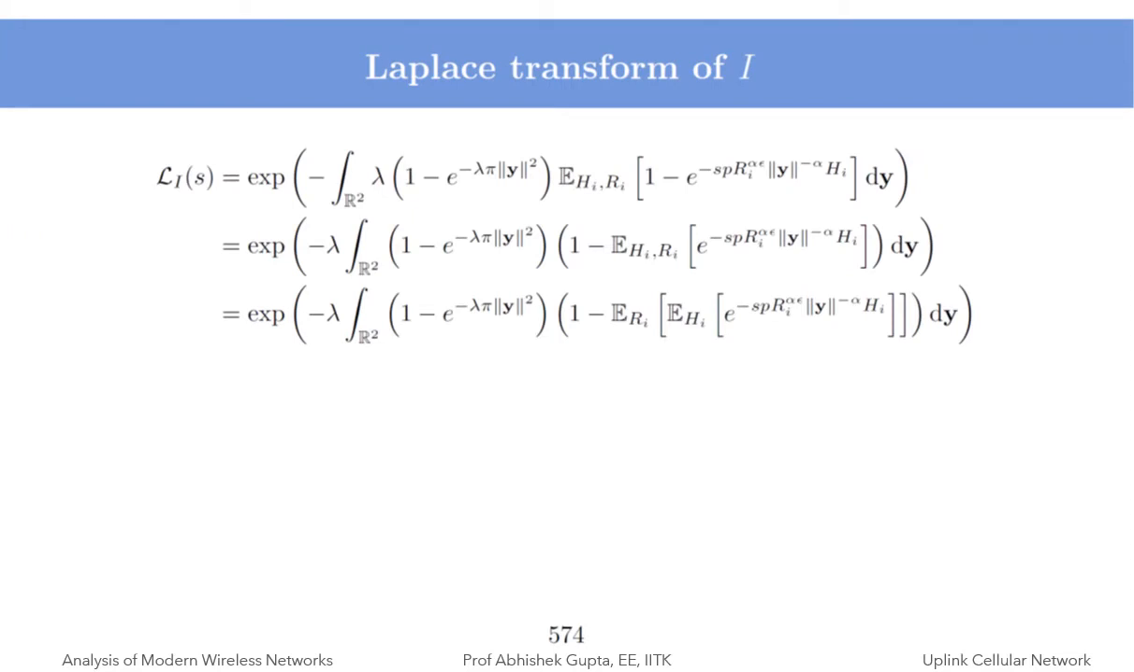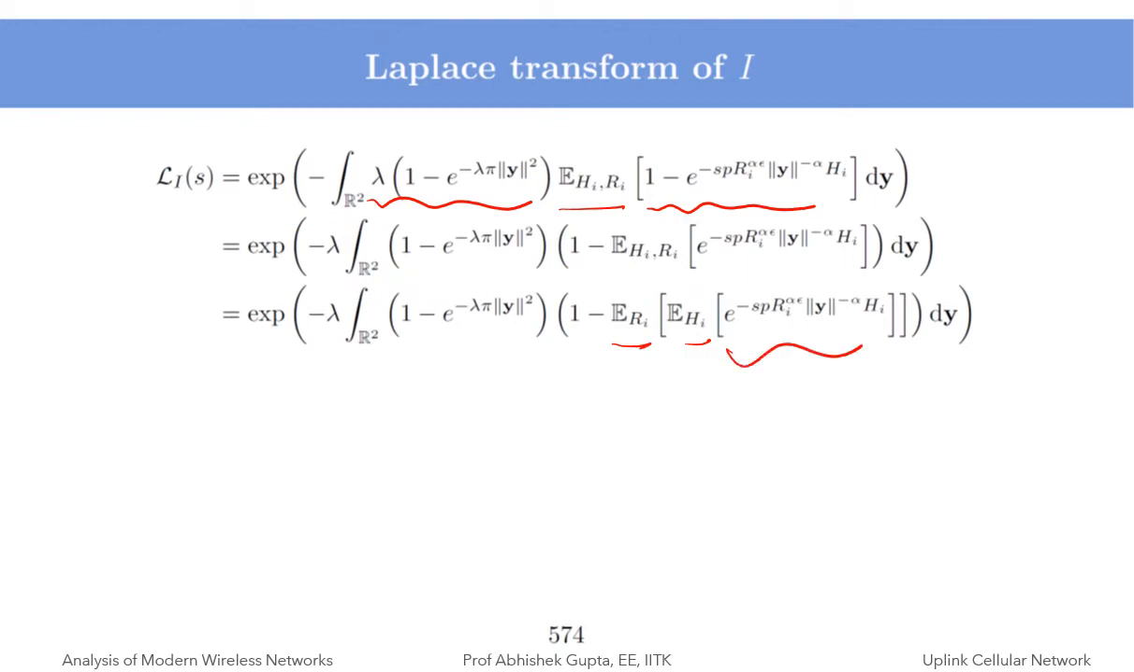So the density I will put is equal to lambda into 1 minus e to the power minus lambda pi d square, and d here is the norm of phi. Then this term would be equal to 1 minus e to the power minus s p r_i to the power alpha epsilon into norm of phi to the power minus alpha into h_i. First we will try to calculate this expectation, and there are two random variables, h_i and r_i, so we can compute the expectation one by one. First we'll compute the expectation with respect to h_i and then with r_i.